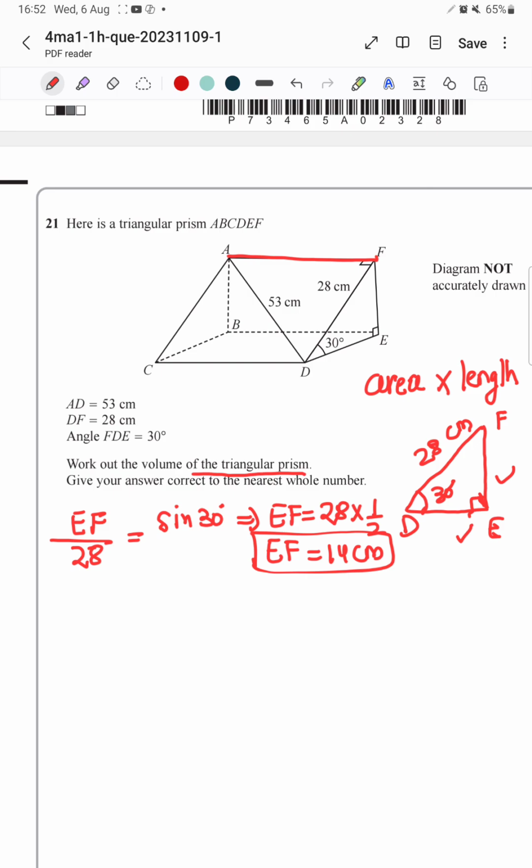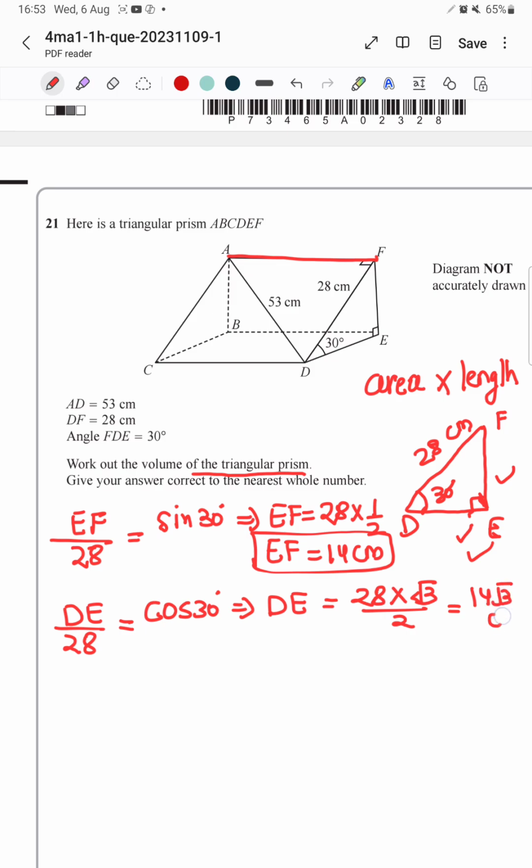Then the second part is to calculate DE. So DE over 28 is the adjacent over the hypotenuse, that is cos of 30 degrees. So DE is equal to 28 times cos 30, which is root 3 by 2. When you simplify, this is 14 root 3 centimeters. Now I have to find this height. If you see, this angle is given here as 90 degrees already. So that means it is a right angle triangle.